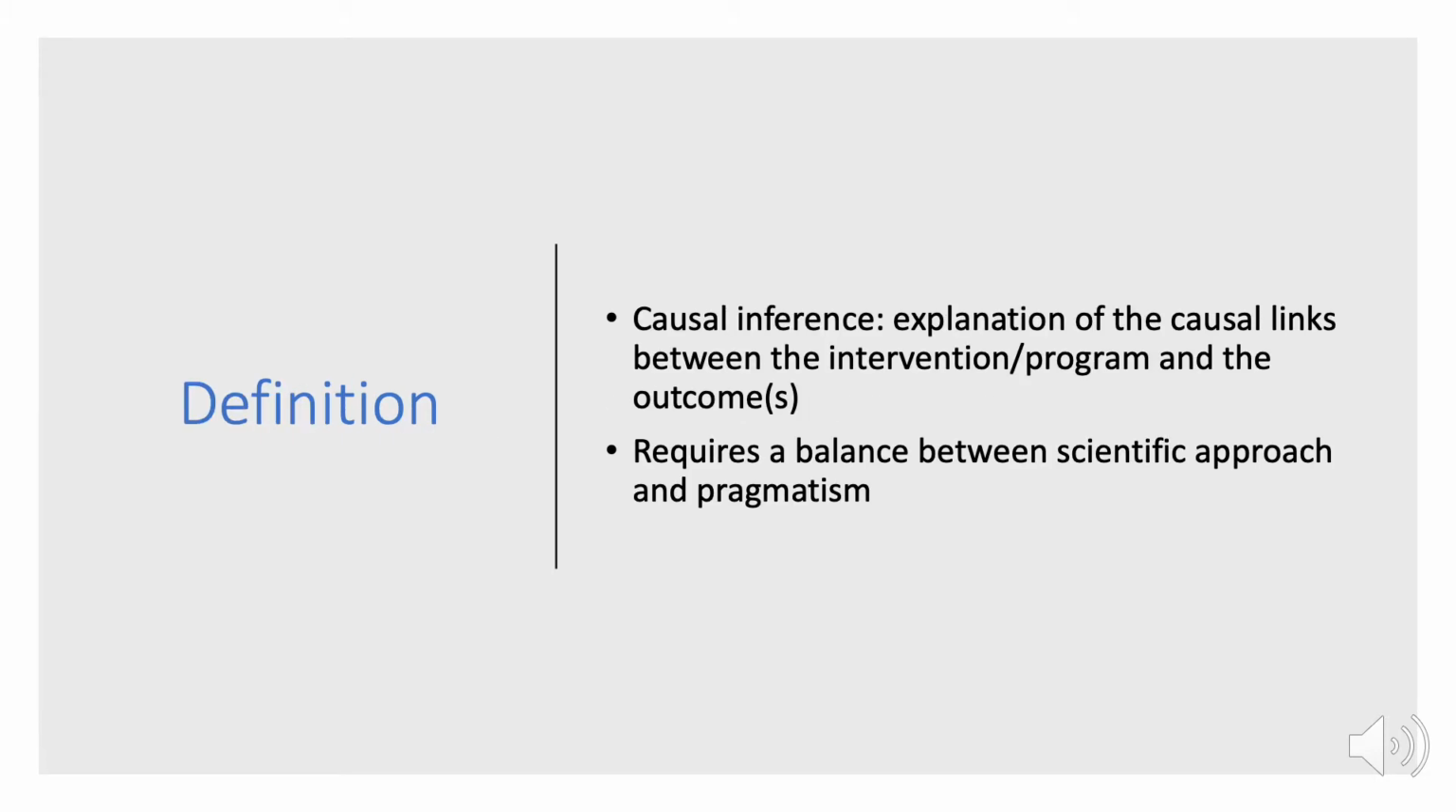So first off, what is causal inference? Causal inference is the ability to explain the causal links between the intervention or program and the outcomes. And to evaluate this in your program, you have to have a balance between using scientific approaches and pragmatism. So we want to do the best we can to control our measurement, and at the same time, we have to do what's feasible for the program.